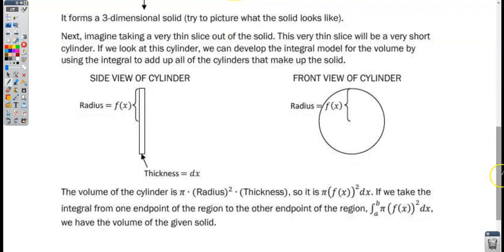So in order to find the volume of this cylinder, the volume of any cylinder is pi r squared times h. The radius here for this solid of revolution is f of x, and the thickness is dx. And so this expression represents the volume of the disk we've created by revolving the region around the x-axis. Those cylinders are just disks. If we integrate that from one end of the region to the other, say the integral from a to b of pi times f of x quantity squared, we have the volume of the solid that we're looking for.